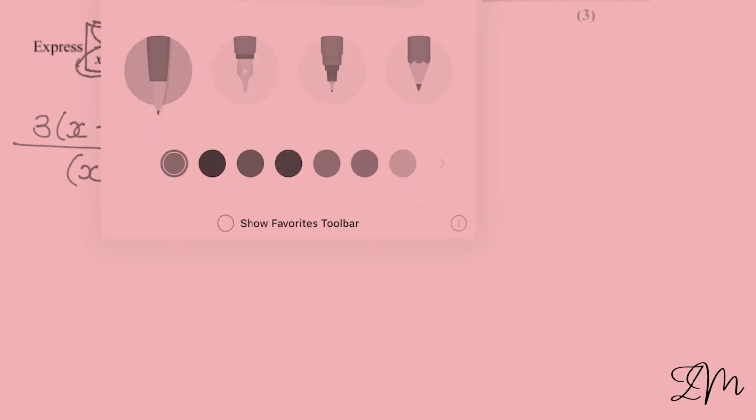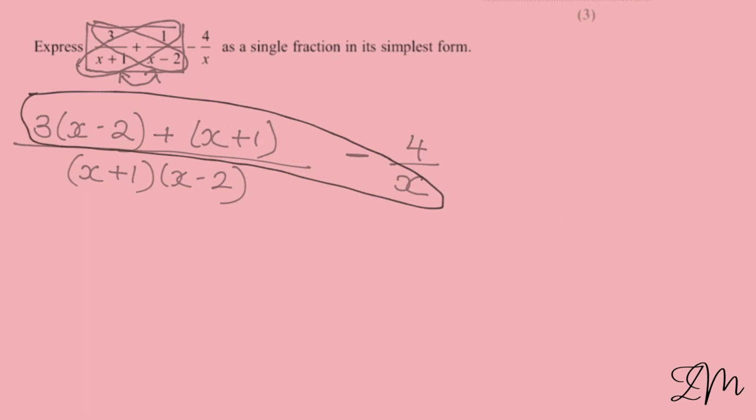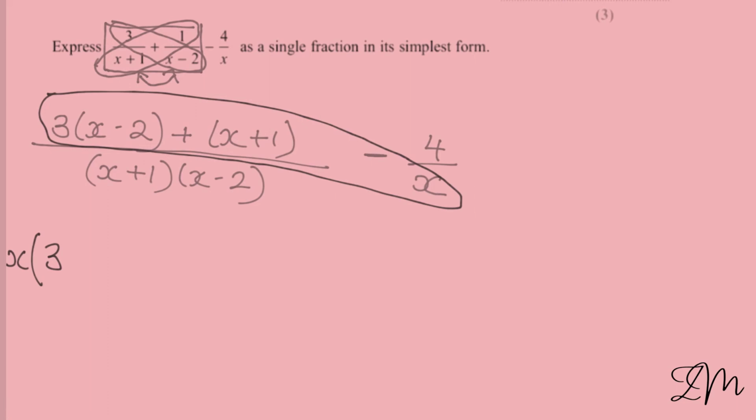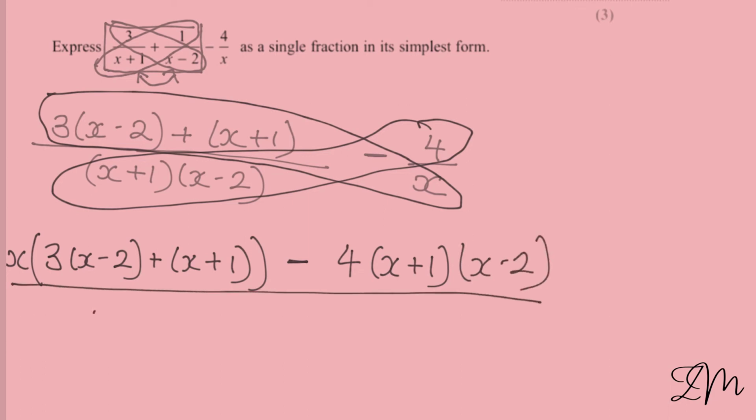And so if I make some another colour so we don't confuse it, you've got all of this multiplied. So you've got 3x times x minus 2 plus x plus 1 minus 4 multiplied by all of this. 4 lots of x plus 1, x minus 2, all over everything on the denominator. So everything multiplied together.